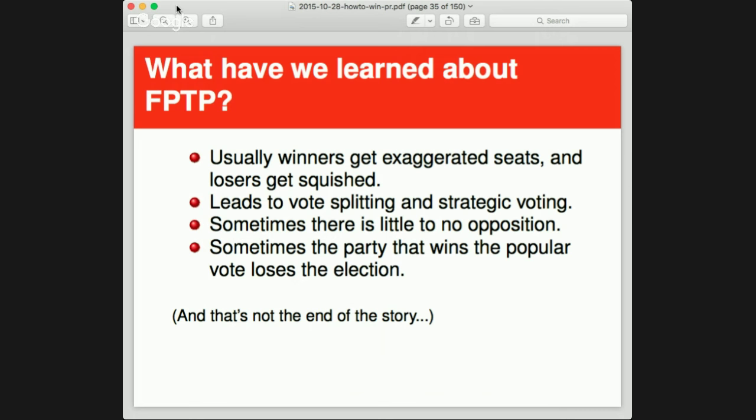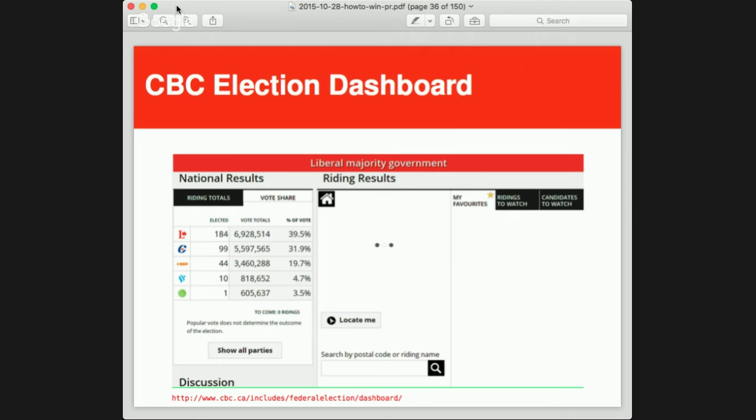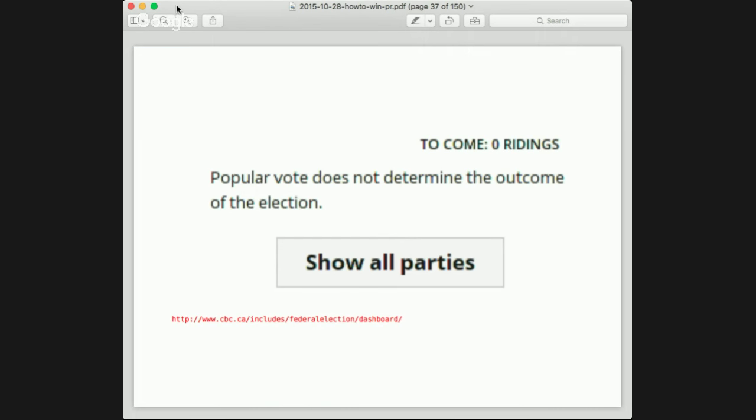I don't know if you were looking at this webpage on election night. I unfortunately was refreshing it too much. This was the CBC election dashboard, and it said something very interesting that I think summarizes this very well. I have it on the vote share, and down here I saw this: popular vote does not determine the outcome of the election. Even though they graph popular vote, even though all the polls talk about popular vote, it does not determine the outcome of the election. Show all parties. So that is the summary that I have for First Past the Post.